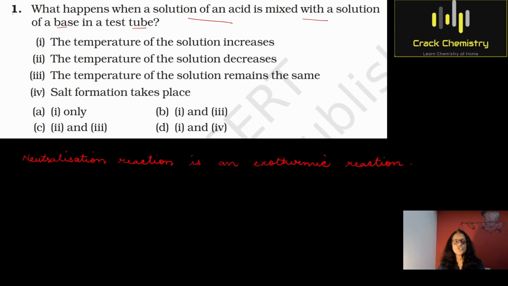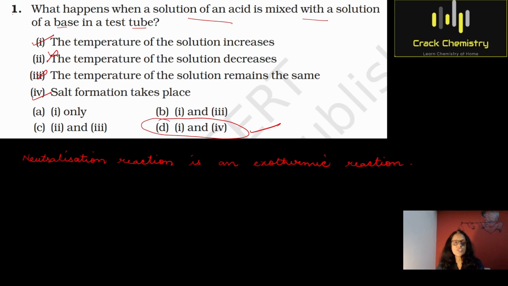So we will consider each option one by one. Option first is the temperature of the solution increases. So this option is correct because neutralization reaction is an exothermic process. Then second option, the temperature of solution decreases, is a wrong option. Third, the temperature of the solution remains the same. This is also a wrong option. And fourth option is salt formation takes place. Students, this is the correct option. So option first and fourth both are correct. So we can see here option D is the correct option.